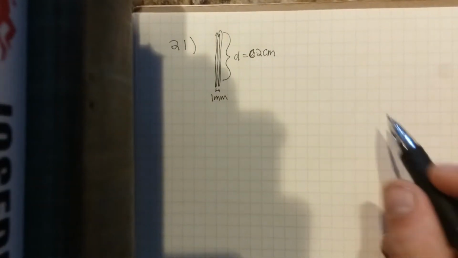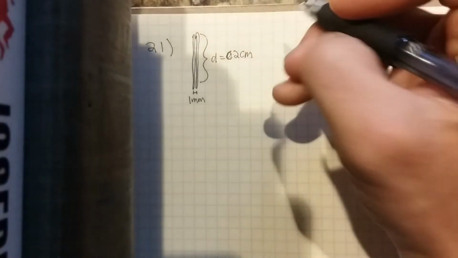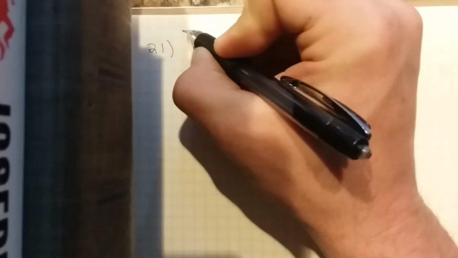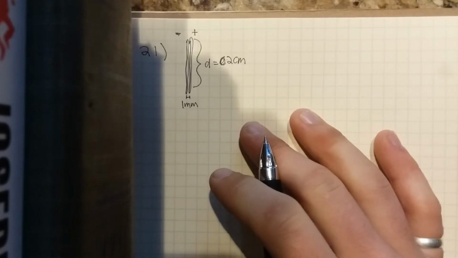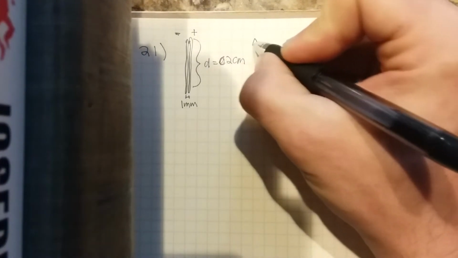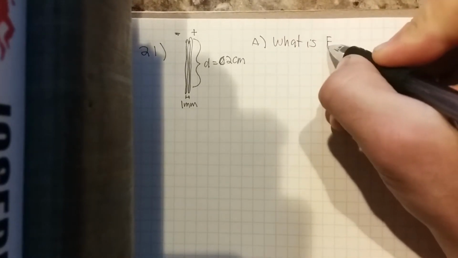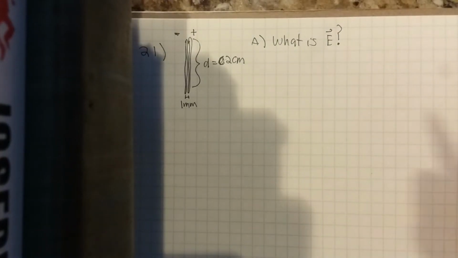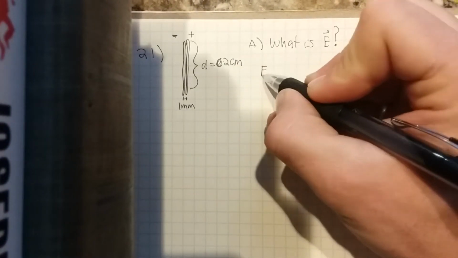And then this diameter equals 2 centimeters. Okay? And then as we read on, it says that they are charged of plus 10 nanocoulombs and minus 10 nanocoulombs. So we'll call this the minus side and this the plus side. Okay, so now part A wants to know what is the electric field between the plates. So we can write down the equation for the electric field.